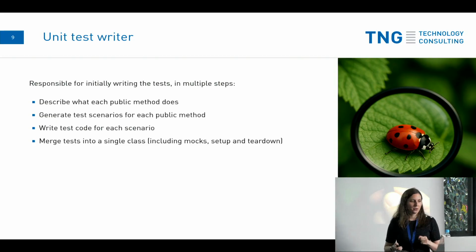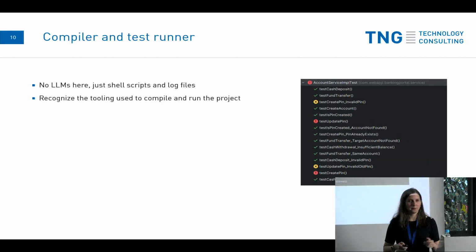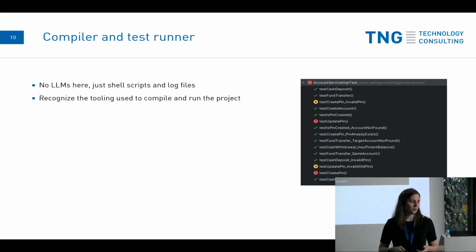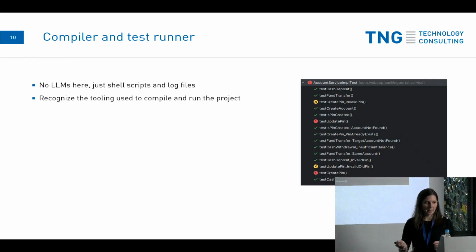And then we want to go into this feedback loop, and for that we need first the compiler and the test runner. These are really completely classical components here, so there's no magic, no LLMs, nothing, just the tooling that you have in your repository, some engineering, and the logs that come out of these tools. And depending on the tooling that you're using in the project, we recognize it to actually use it.